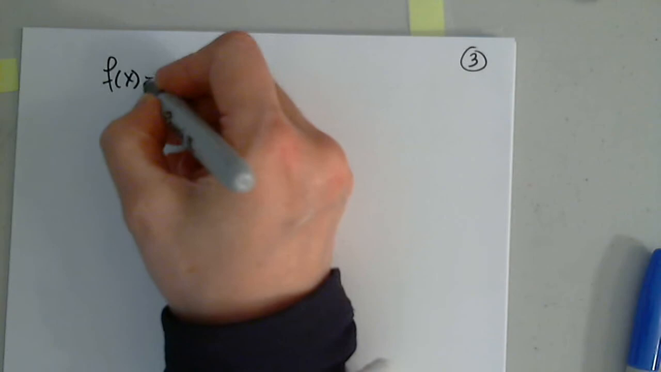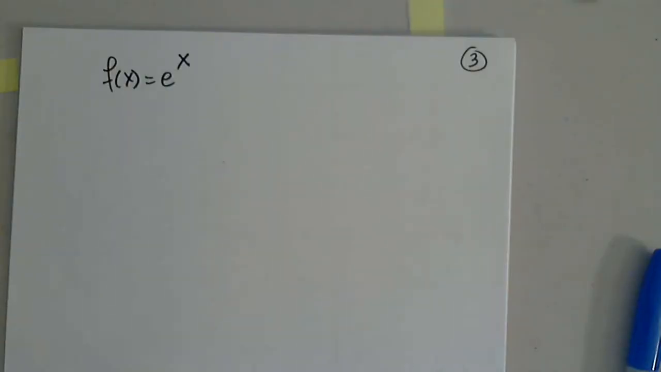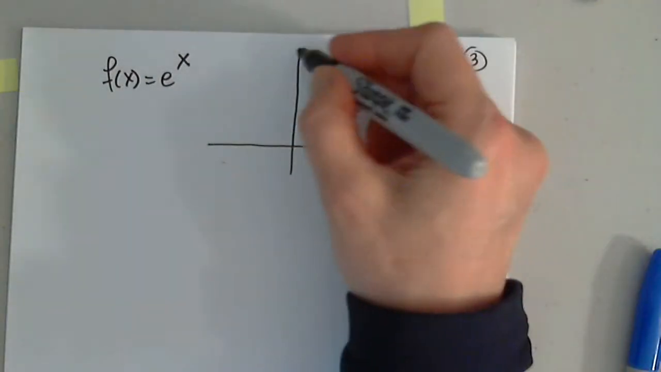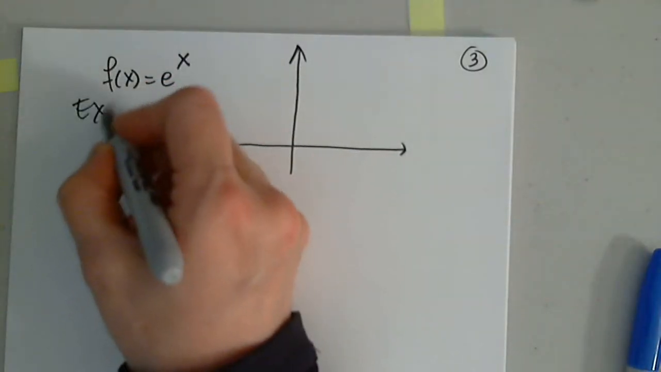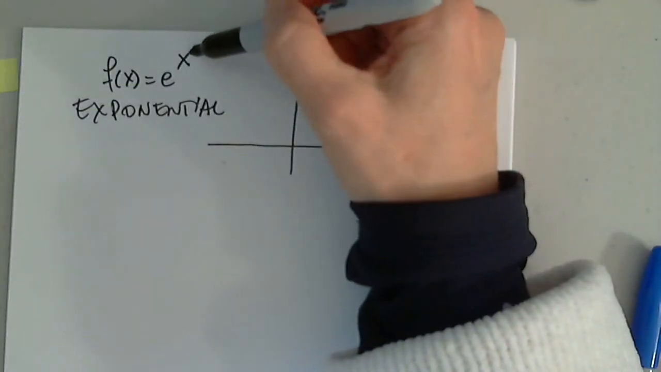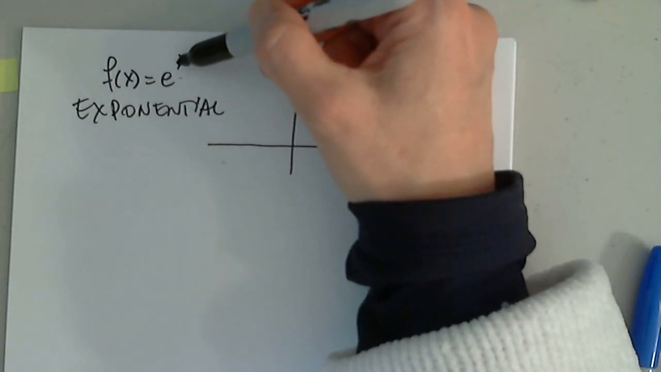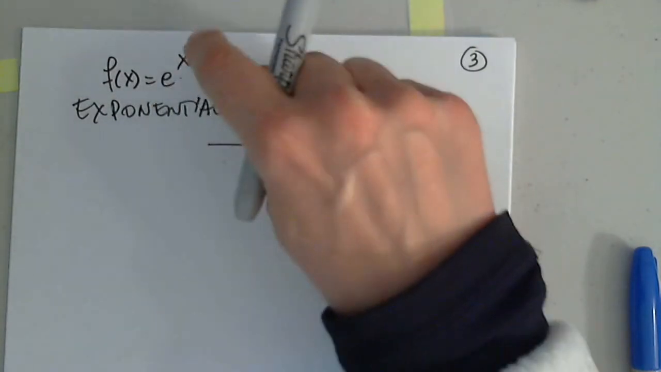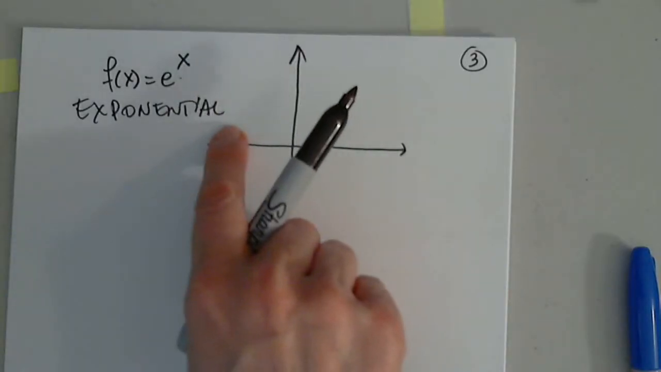I like to establish these graphs, or have these graphs in our minds so that we don't have to go back all the time. So here it is, f of x equals e to the x. What type of function is this? Exponential. Very good. You understand why it's exponential? Because the variable is the exponent. The base is a number. This is not a variable. This is the variable. That's why it's called exponential.